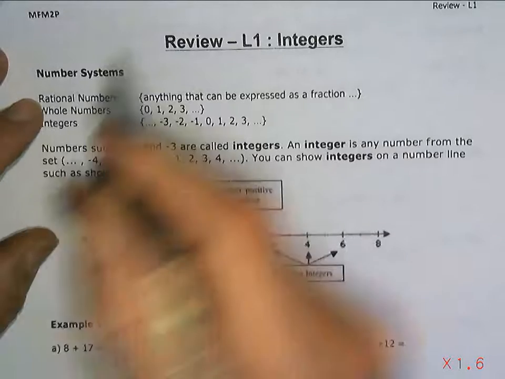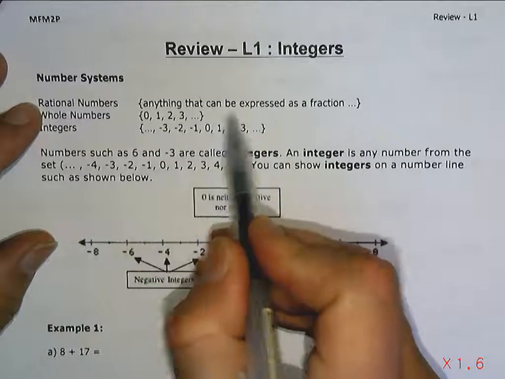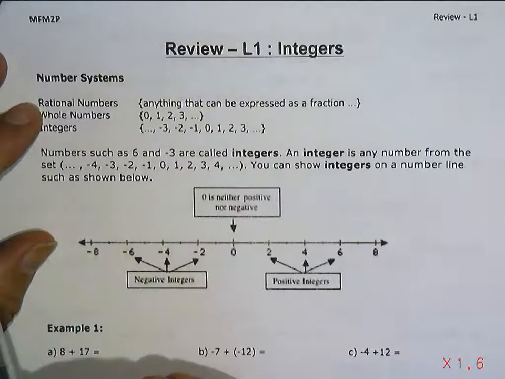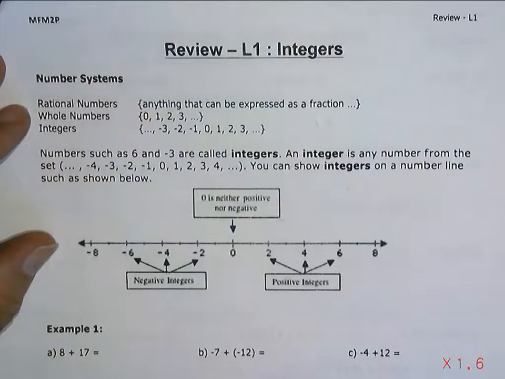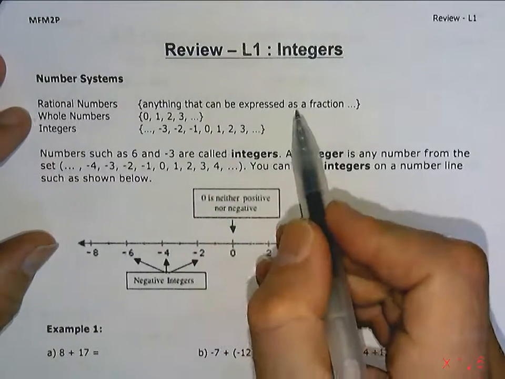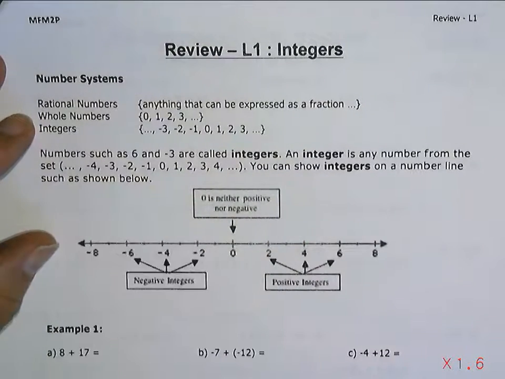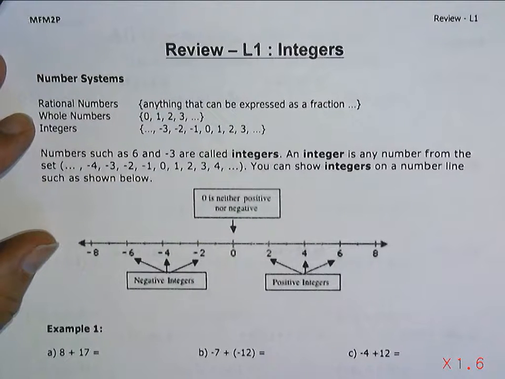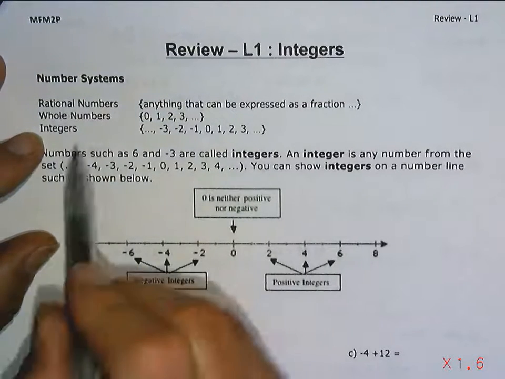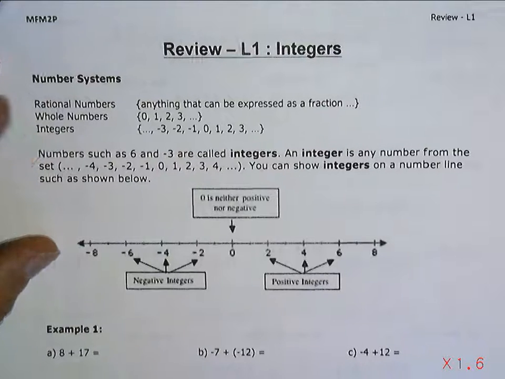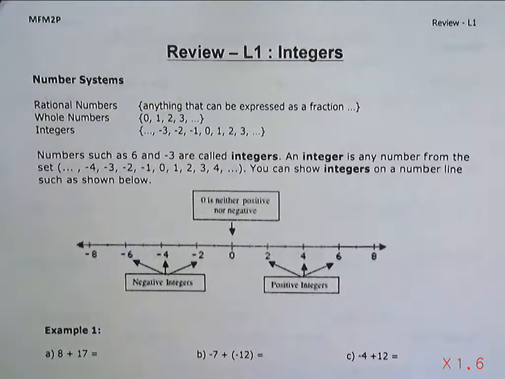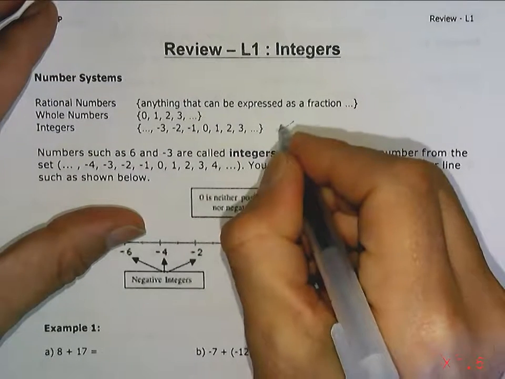So what is a rational number? Anything that can be expressed as a fraction. So a rational number is anything that can be expressed as a fraction. What's a whole number? A whole number is anything like 0, 1, 2, 3, 4. So no decimals. What's an integer? An integer is any number that's signed and a whole number. So -3, -2, -1, 0, 1, 2, 3. No decimals. So notice there's no decimals here.